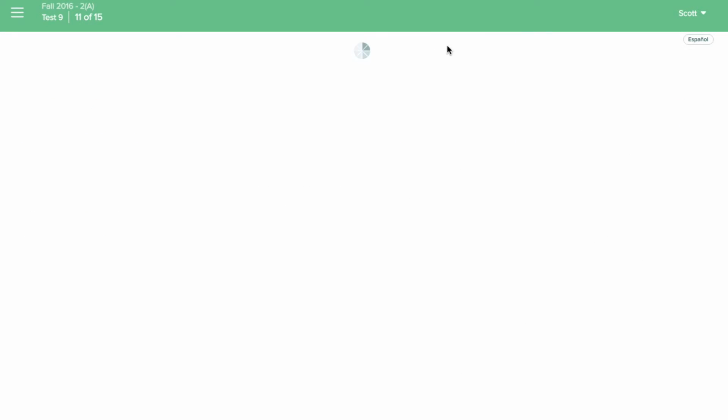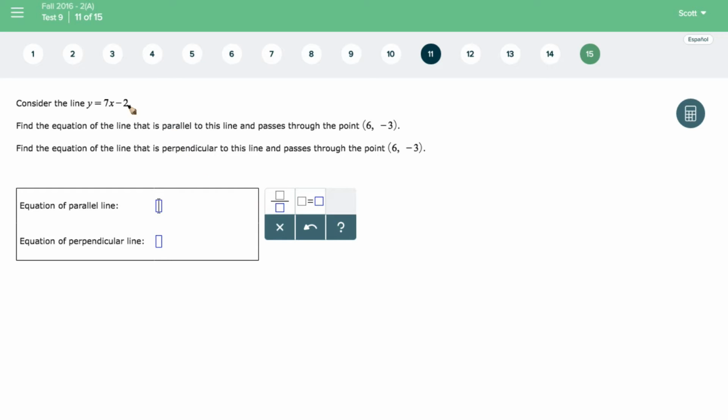Number 11 is going to be exactly the same. First we find our slope right here. And now let's find the parallel line first. It's on top. If we remember, this is x comma y. So we have y minus y, which is negative 3, equals our slope for parallel. We want the same slope, so parallel is 7, x minus 6. That's our x, right? So now let's simplify.